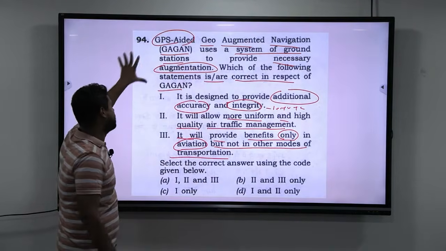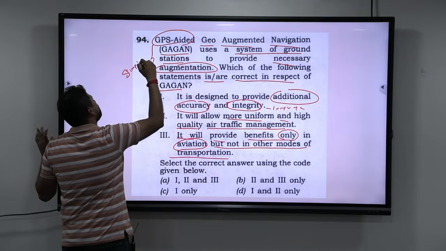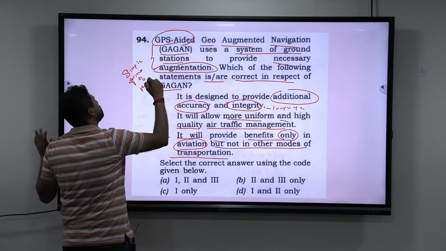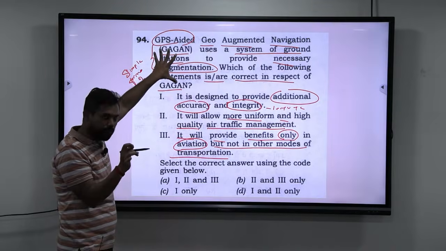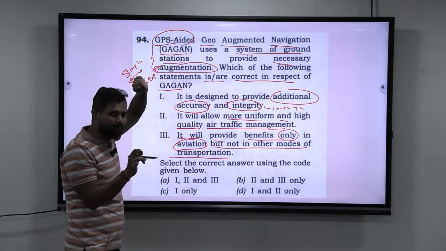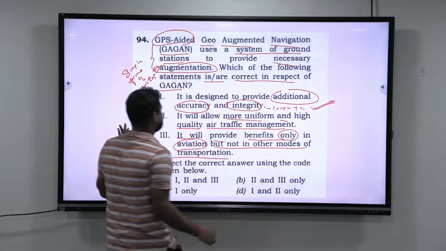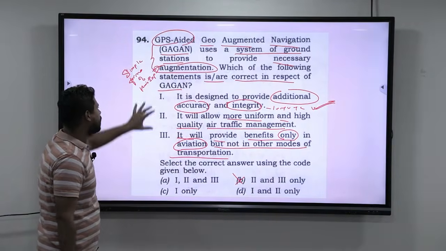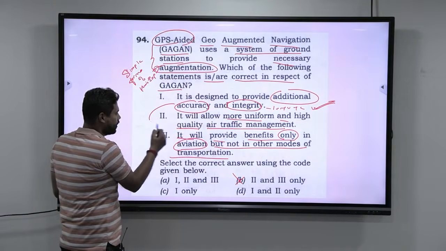Now, by reading this particular question, you understood the simple form of this explanation. When you understood the simple form of this explanation, this particular statement is doing justice to the simplification of this. So, very high chances that this is correct. So, if one is correct, look at this. Now, it is designed to provide additional accuracy and integrity. If this is correct, then this should be correct.